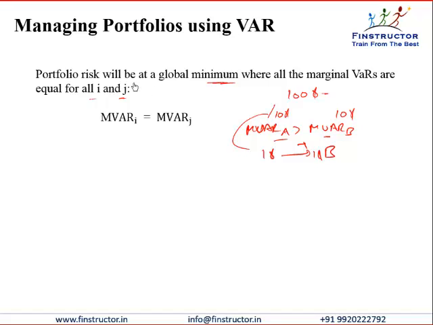So the global minimum risk portfolio will be one where the marginal VARs of all individual components are the same. Otherwise it is not a global minimum. I can reduce the risk further by taking out securities with a higher marginal VAR and investing in securities with a lower marginal VAR, such that the total value remains $100 and the risk is lower.